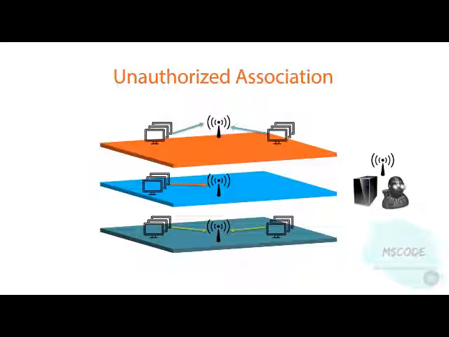Now, another type is called an unauthorized association. How this is achieved is, well, we typically see this on laptops. If the attacker is able to compromise a product or device like a laptop, most of these devices have wireless built into them, but they may also be hardwired into the network as well.